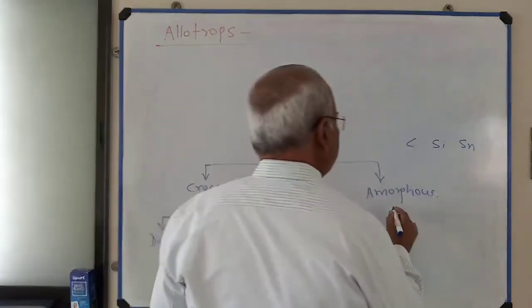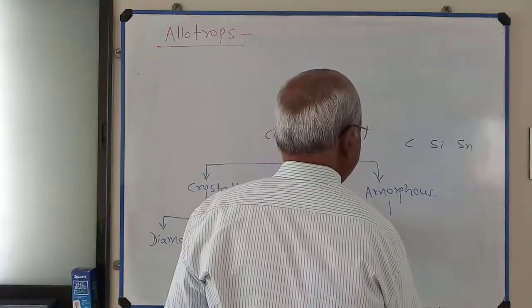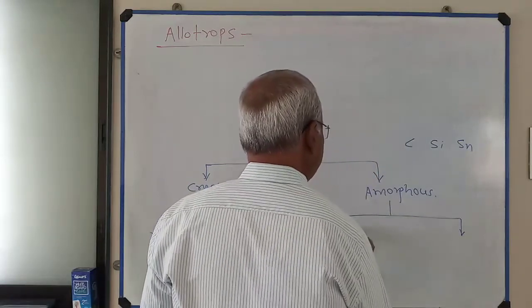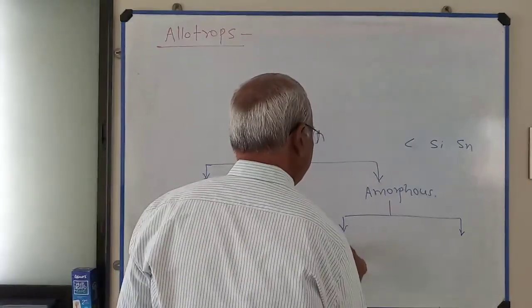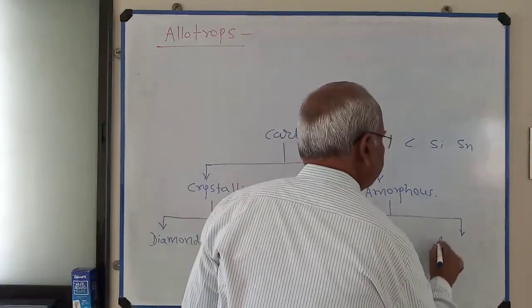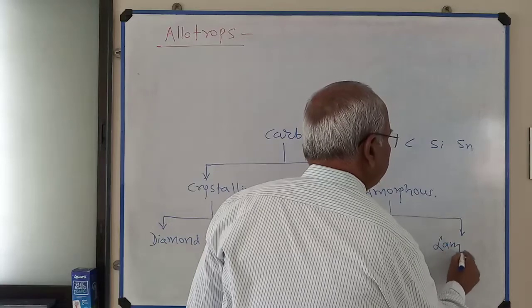Amorphous carbon, there are two types. One is charcoal, the other is lamp black.